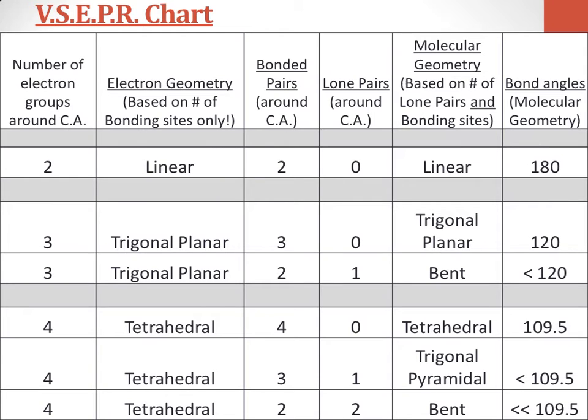So we have our electron geometries here and our molecular geometries here. The number of electron groups around the central atom is going to determine your electron geometry, while the number of lone pairs is going to determine your molecular geometry. So we're going to look at examples on the next page of how to read this chart and use it.